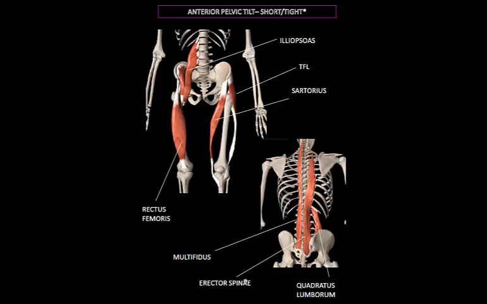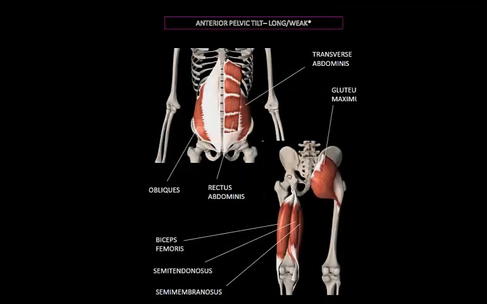Mix it up with a bit of erector spinae contracting together, and we will throw in a bit of multifidus, which is a deeper muscle of the erector spinae group. All can contribute to an excessively tilted pelvis anteriorly.